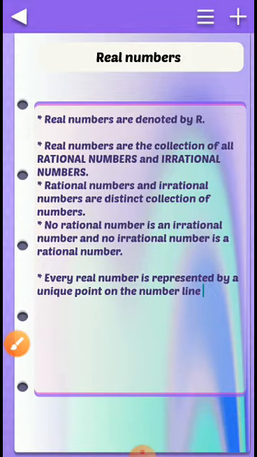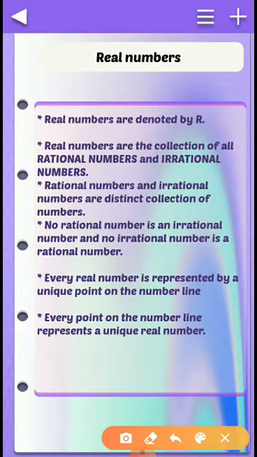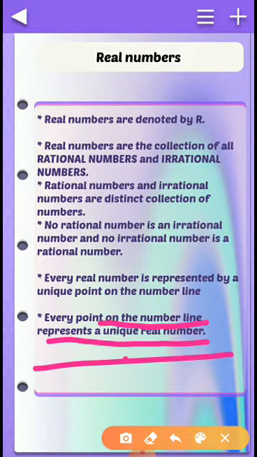Then, every point on the number line represents a unique real number. The same thing: this point 0 represents a unique, specific real number. It will not represent any other real number, but it will be 0 itself.